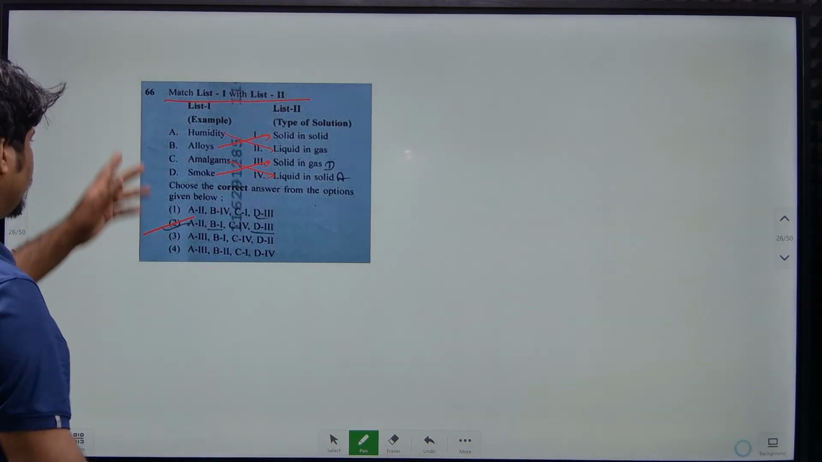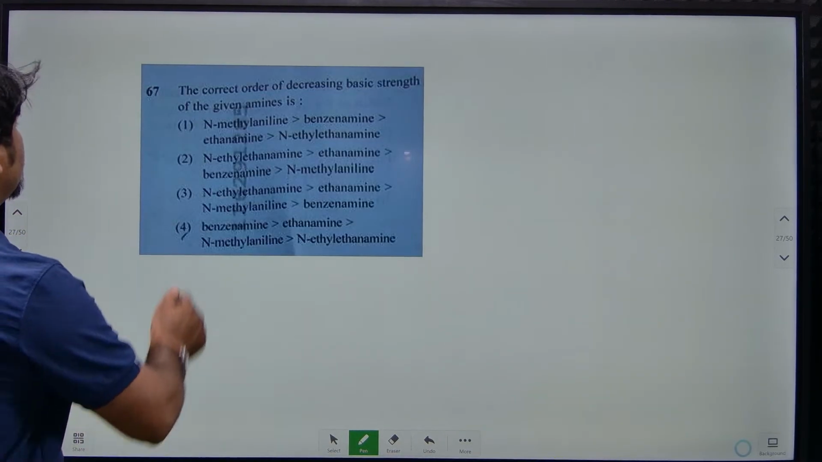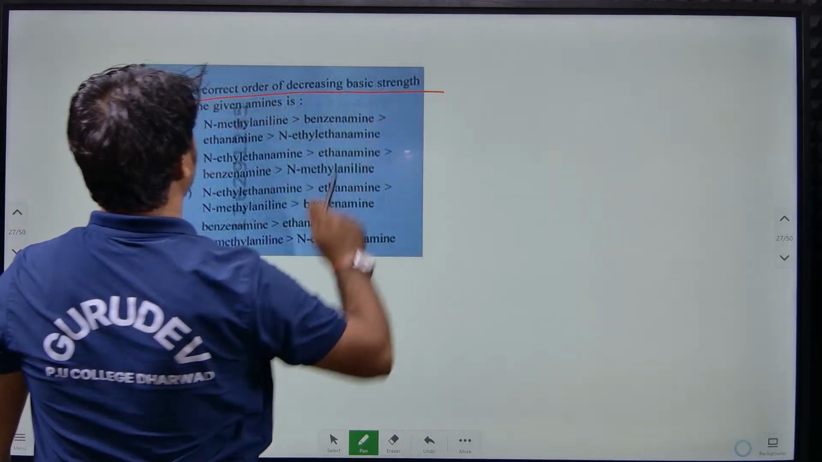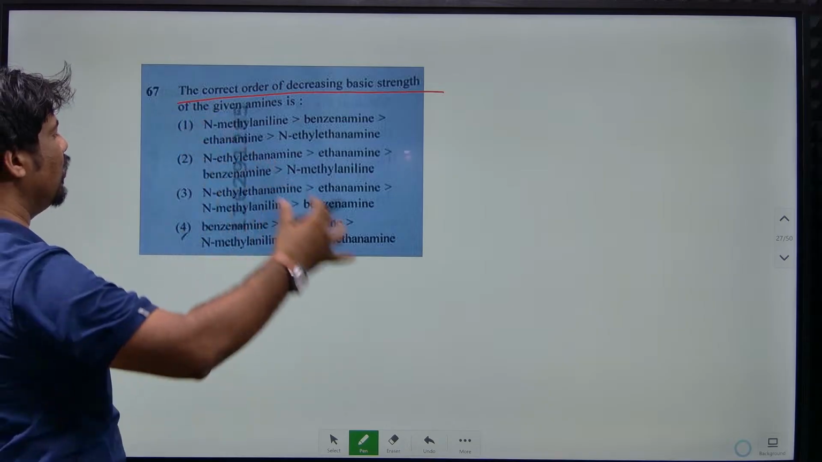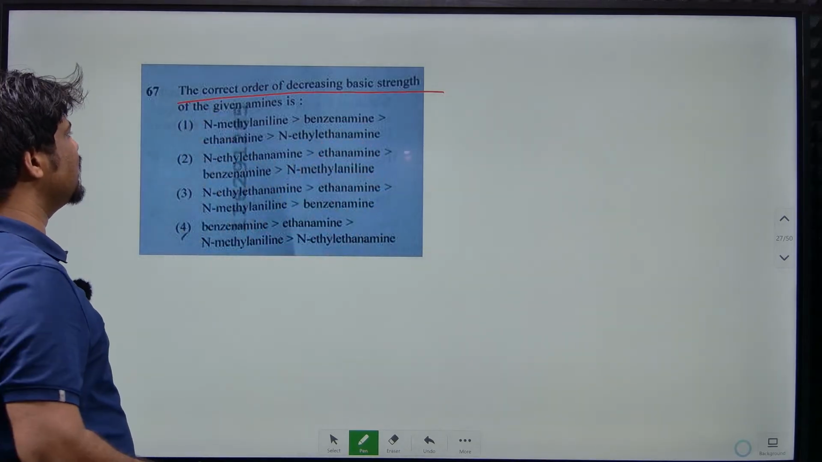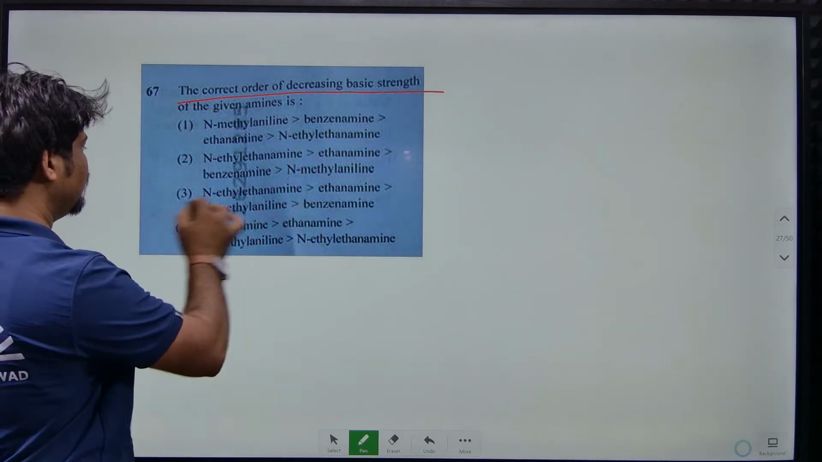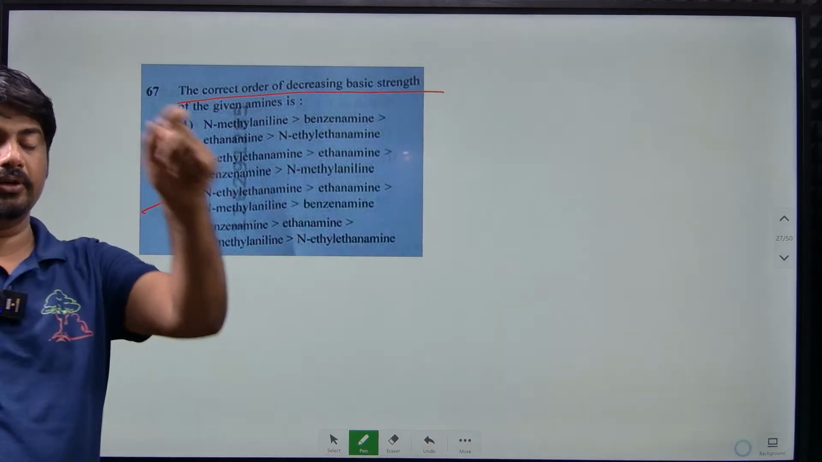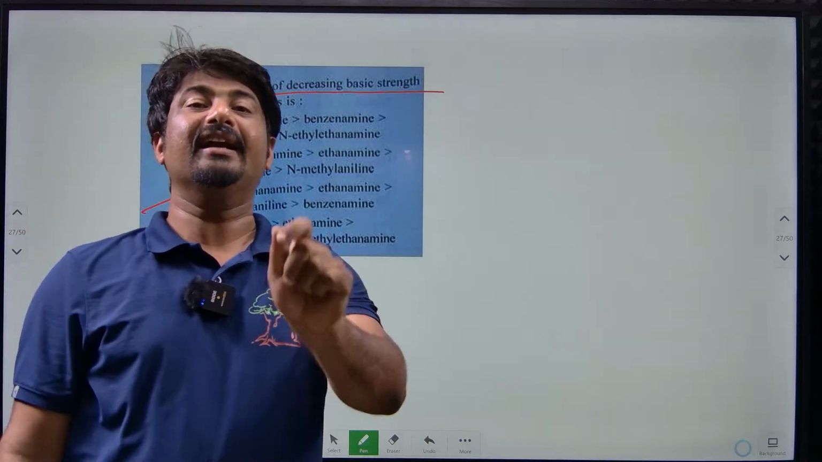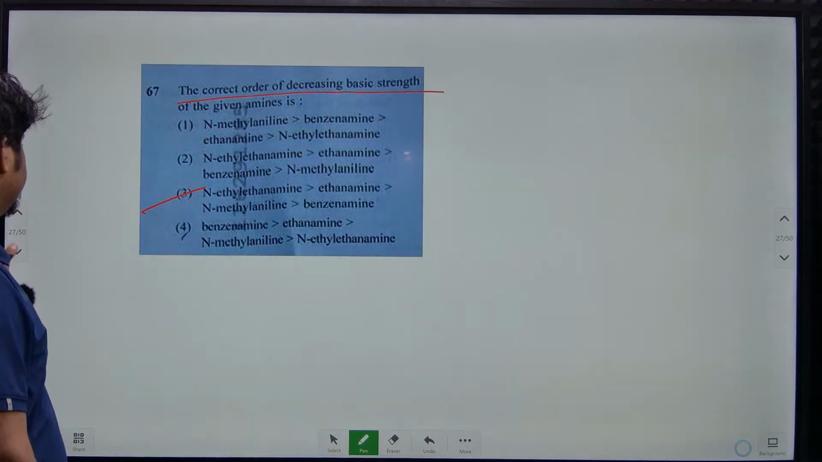Option 2 is the right answer for the question here. Well, go to the next one. The correct order of decreasing basic strength of the given amines. Among these, the right answer for the question is 3. Why option 3 is the right answer, I am going to explain in detail in tomorrow's live class.